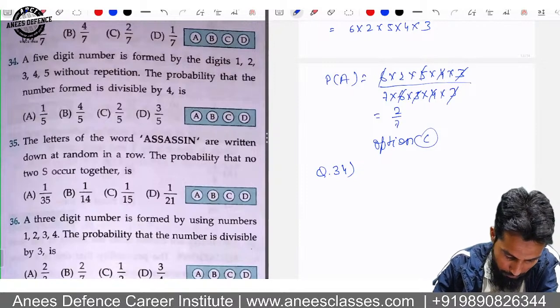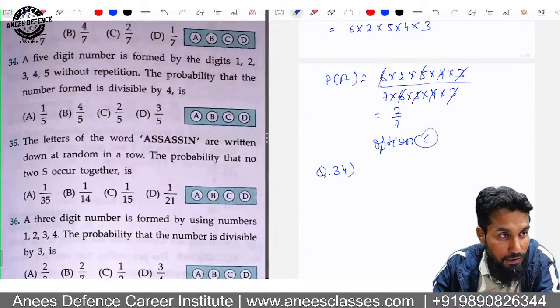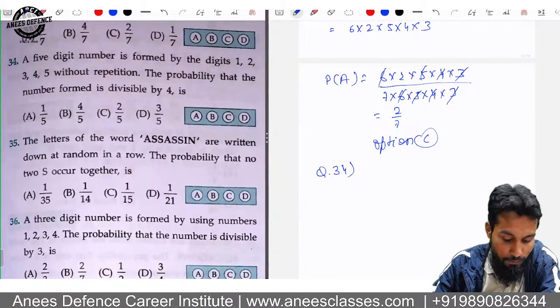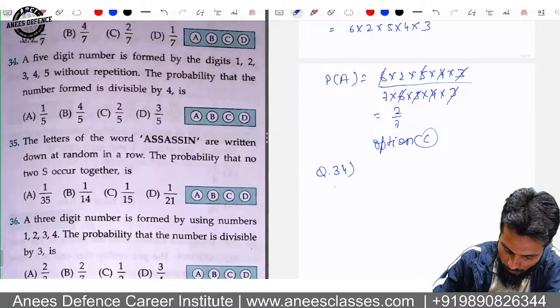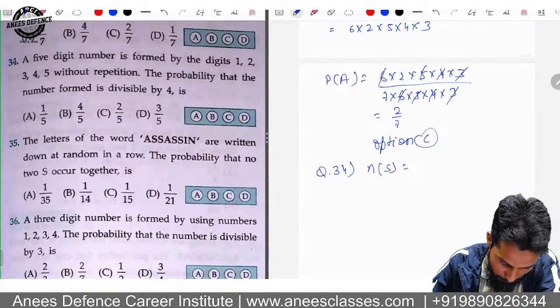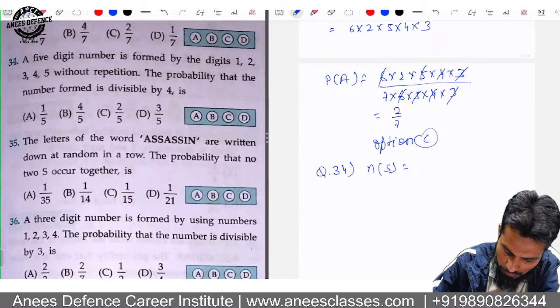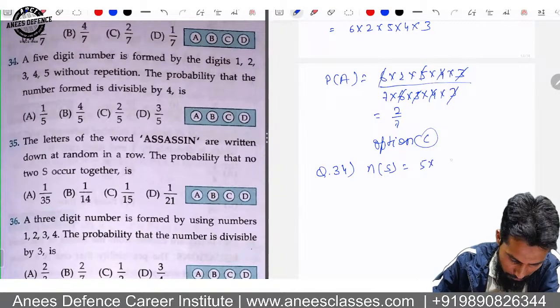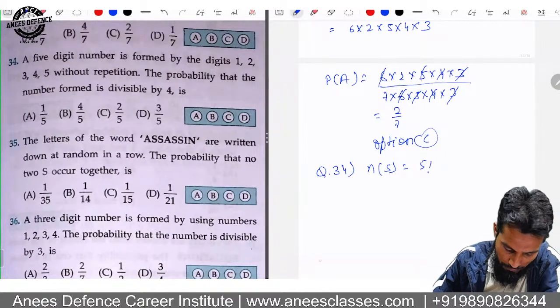A 5-digit number is formed by using the digits without repetition. The probability that the number formed is divisible by 4. How will you check that the number is divisible by 4? You have to see whether the last 2 digits are divisible by 4 or not. Sample space first: you have to make a 5-digit number formed by the digits 5, 4, 3, 2, 1. That is 5 factorial only, directly. n(S) is 5 factorial.